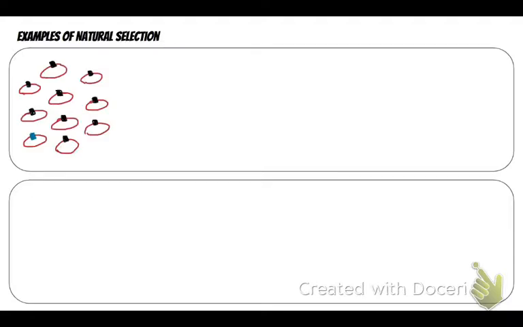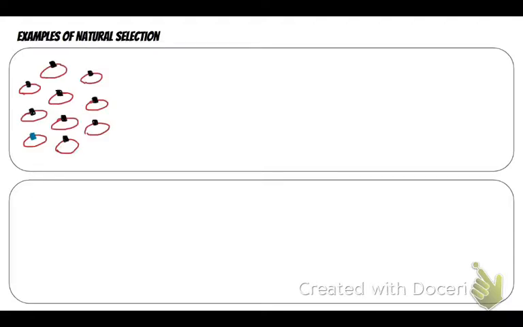Let's now take a look at 2 examples of natural selection. We are primarily going to focus on natural selection for our mechanism of evolution, so natural selection and mutation. So in this first example, let's look at bacteria and antibiotic resistance.